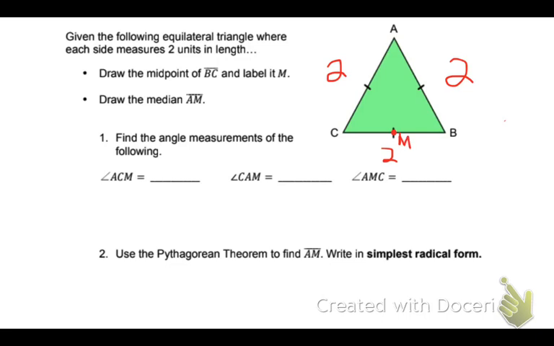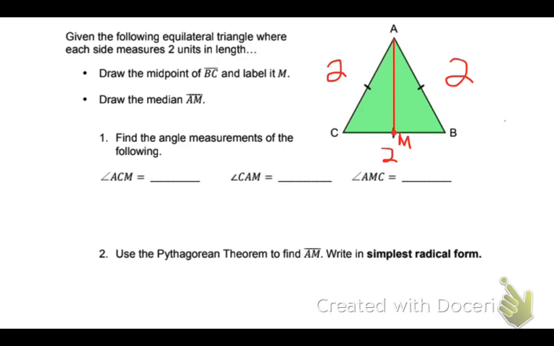So, draw the median AM. If I want to make the median, remember the median goes from the midpoint of a side to the vertex that's opposite of that. So if I'm going from M to the opposite vertex, I'm going to A. So that would be my median that I just drew.